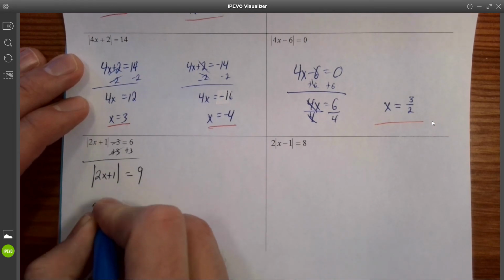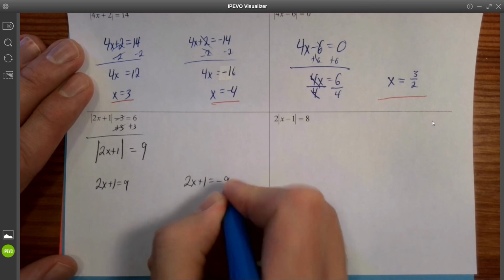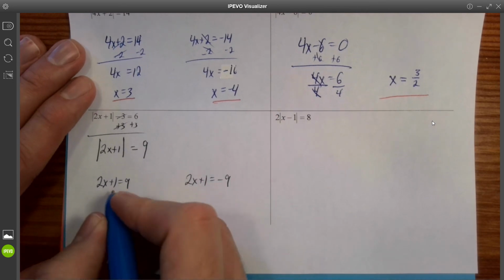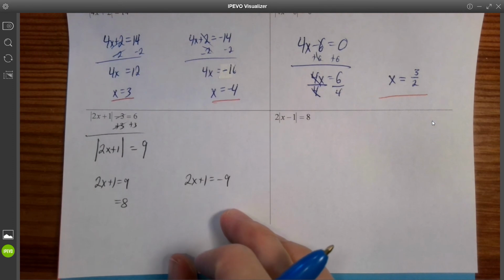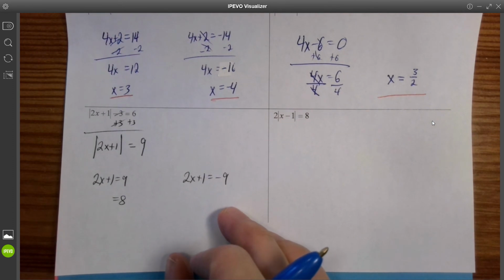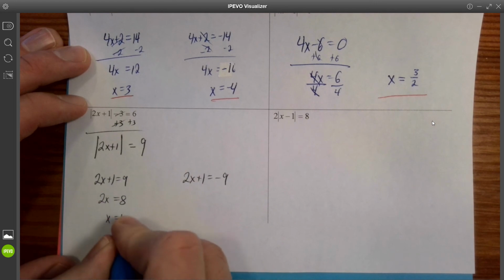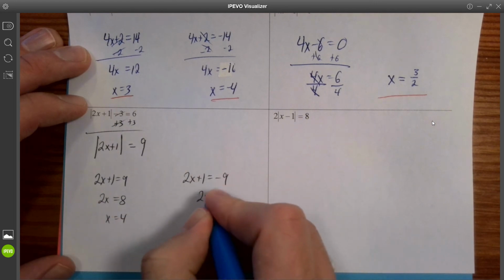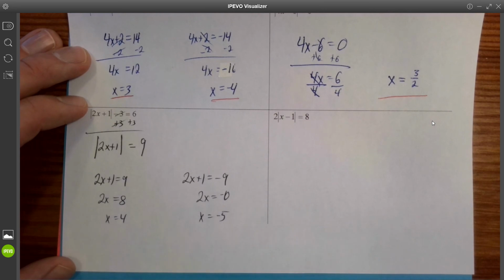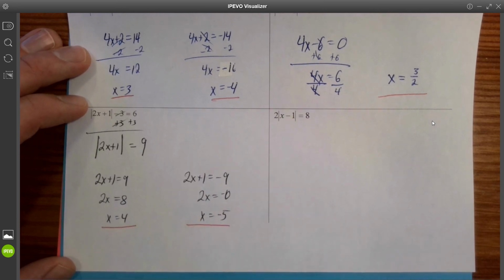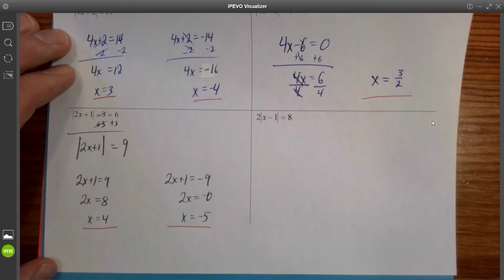So 2x plus 1 equals 9. 2x plus 1 equals negative 9, and we'll solve them both. We'll do this quickly. We subtract 1 from both sides, and that gives me 8 right here. Sorry, got tangled in the cord for a second there. x equals 4. And then we'll subtract 1, so 2x equals negative 10. And we have negative 5. We could check both of those if we wanted to. I choose not to, though. Okay? All right, this next one, and we'll graph it in a minute.